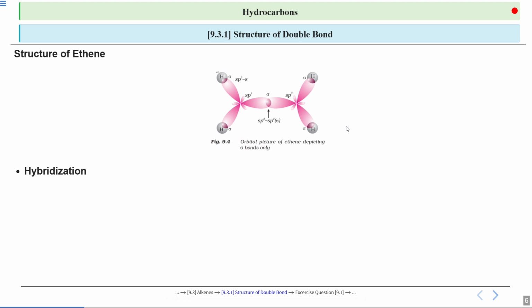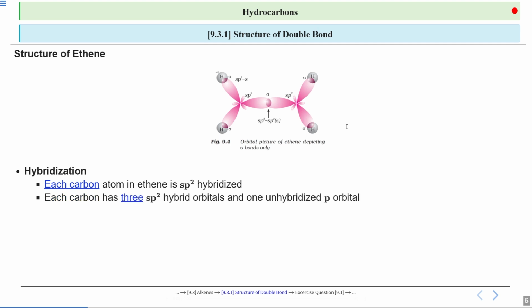Now let's talk about hybridization, which is crucial for understanding the bonding in ethene. Each carbon atom in ethene is sp2 hybridized. This means that one s and two p orbitals combine to form three sp2 hybrid orbitals for carbon. This hybridization is what allows the carbon atoms to form the planar structure of ethene.